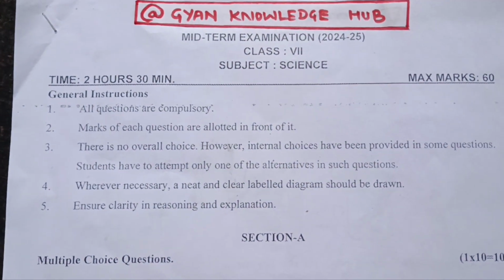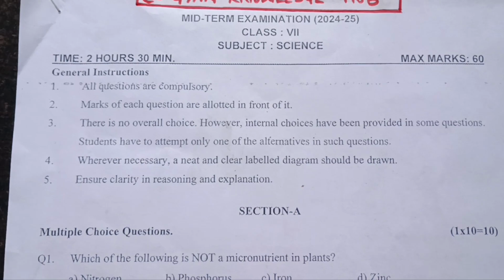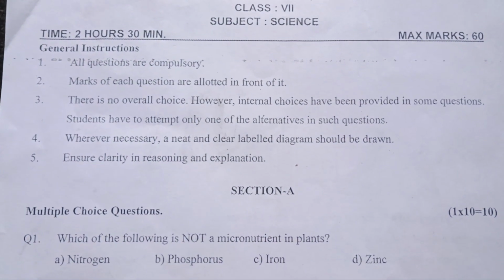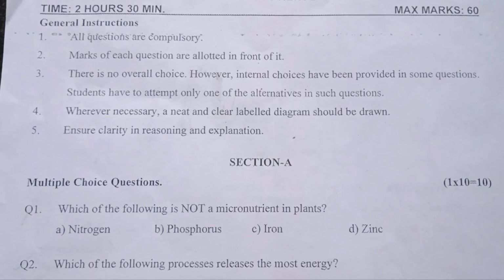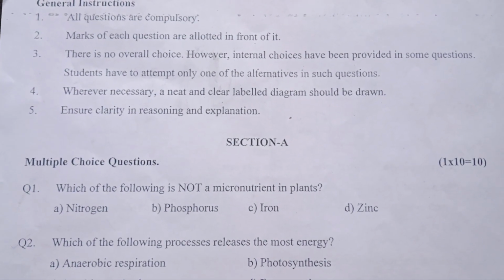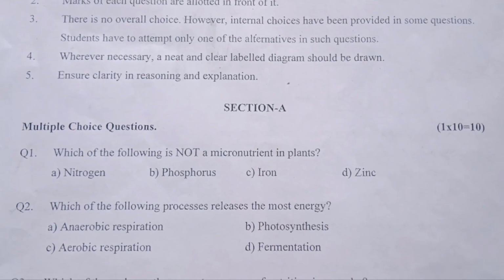Okay, let us start with section A. Section A is for MCQs, 1 mark each, 10 questions. Which of the following is not a micronutrient in plants? Nitrogen, phosphorus, iron, zinc. Which of the following processes release the most energy? Anaerobic respiration, photosynthesis, aerobic respiration, or fermentation?